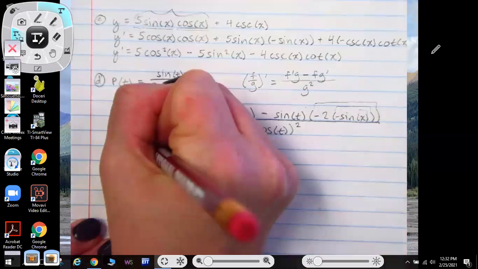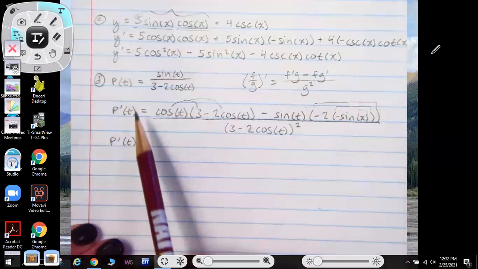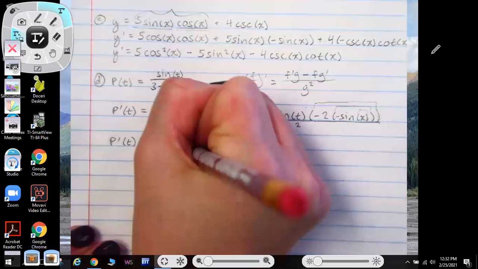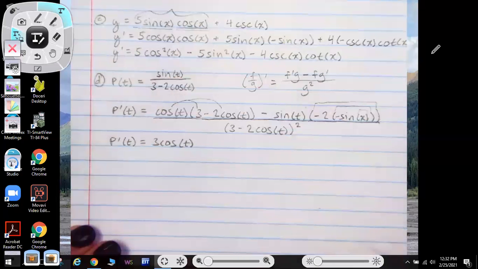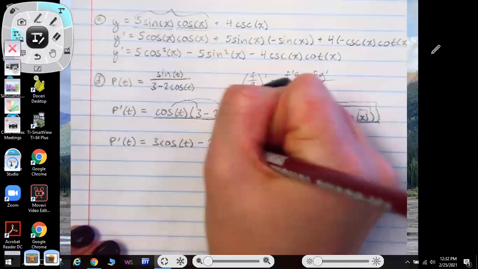But we're going to simplify it right here. Distribute the cosine, we get 3 cosine of t minus 2 cosine squared.